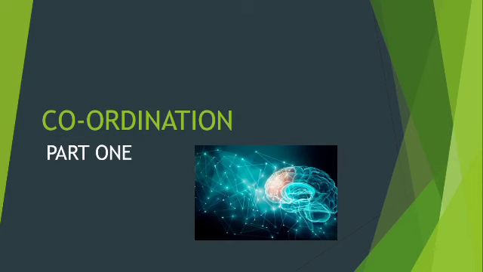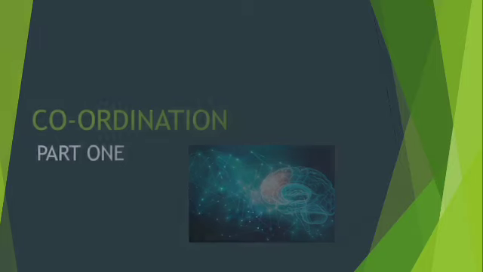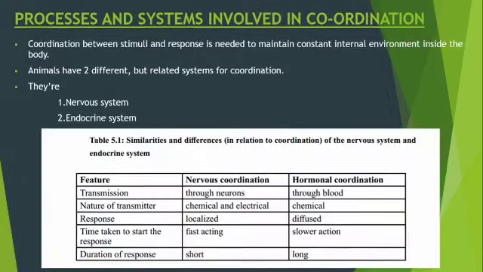Our lesson, the first part of coordination. Here, firstly, we have to learn about the processes and systems which are involved in coordination. Coordination between stimuli and response is needed to maintain a constant internal environment inside the body of an organism for their existence. Animals have two different but related systems for coordination. They are the nervous system and the endocrine system.